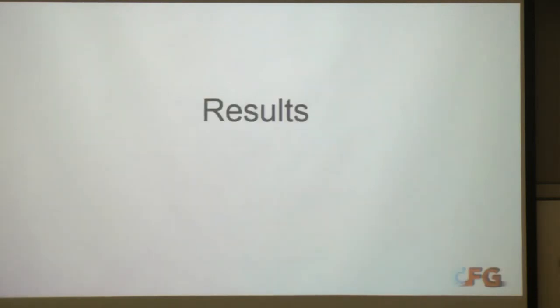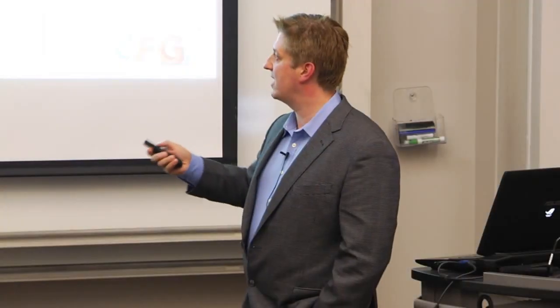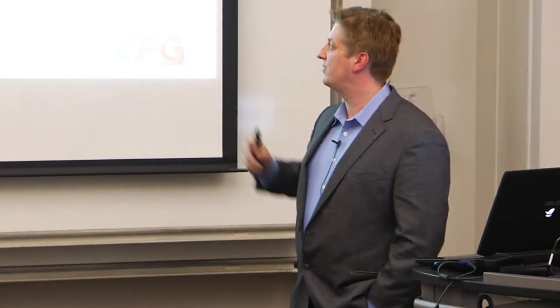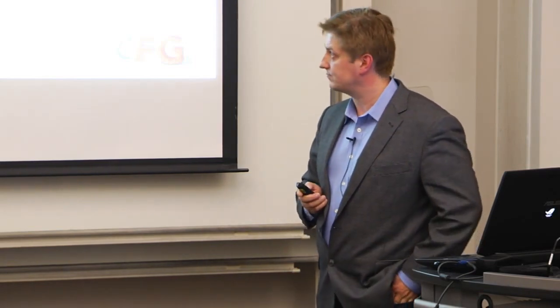The interesting part about this pipeline is, of course, what can we do with this? The first thing we can do is material decoupling. What does this mean? It means that we can have one input geometry, but we can specify different types of surface and volume fablets for this geometry. In this case, we have one Rhino and 3 different fablets that specify how the materials are distributed throughout this object.